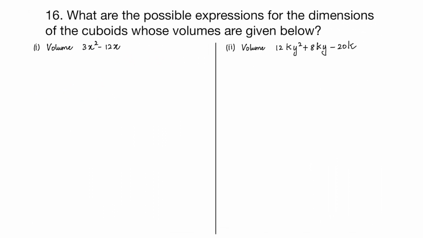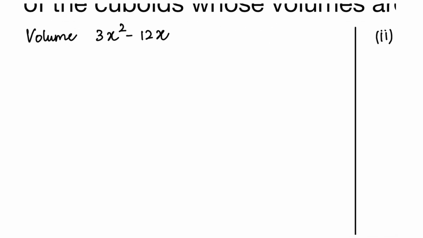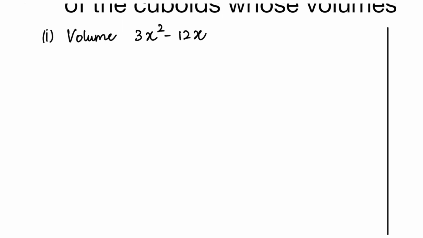This is again similar to the previous question, but with a slight twist. Let me read the question first. What are the possible expressions for dimensions of cuboids whose volumes are given below? In the previous question it was area of rectangles. Here it is volume of cuboids. So basically you're going to find three factors. That is all the difference that is going to be here.